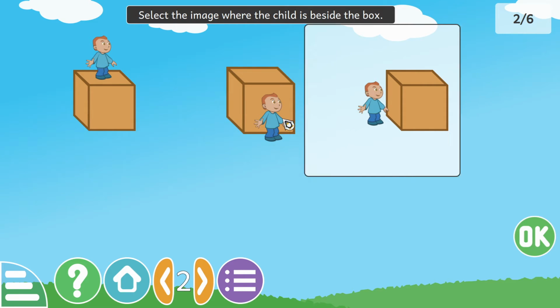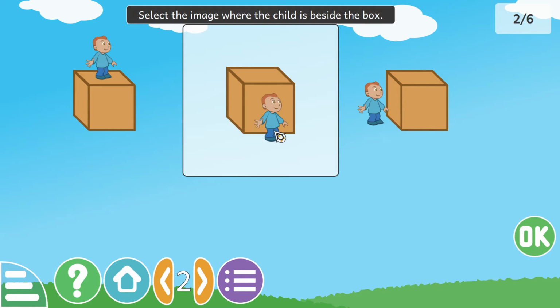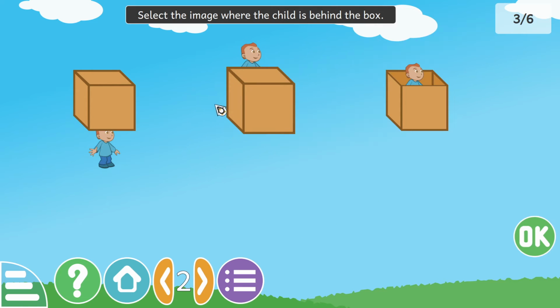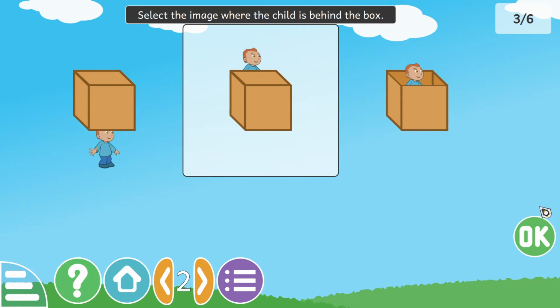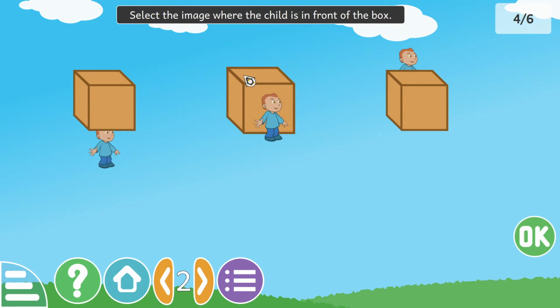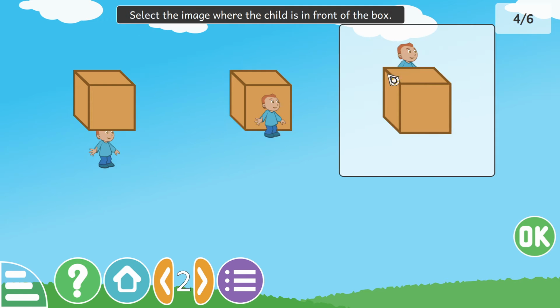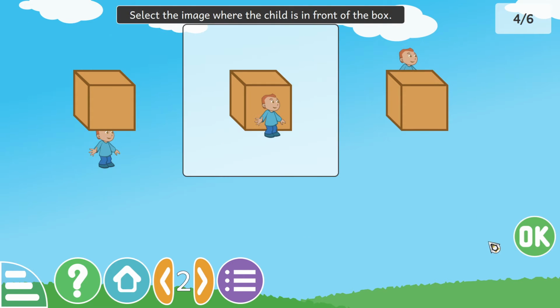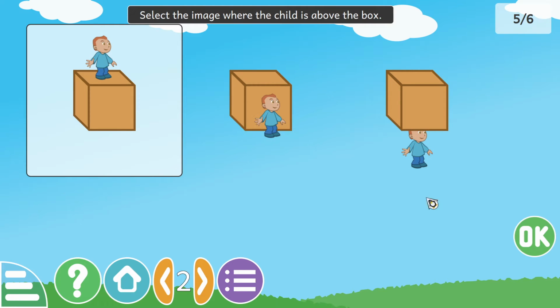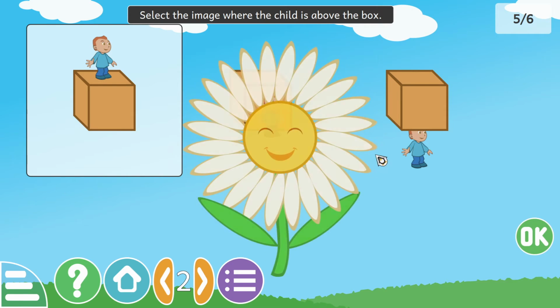You could technically say that the child is beside the box if they're in front of it, but we've got other options and words to describe it, so this is what we're going to choose. The child is behind the box. So they're below it there and inside of it there. And now they're in front of it. So this one's child is behind it. This one is underneath it. This one's in front. Child is above the box.